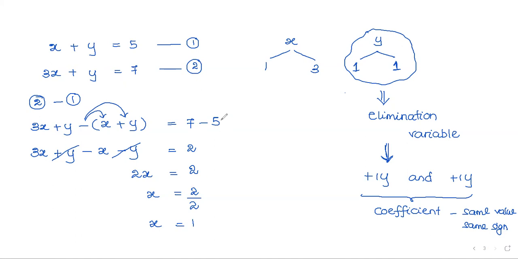I have the negative sign in front of the bracket, therefore negative x and negative y. Then the positive y and negative y we can cancel. 3x minus x is 2x. 2x is equal to 2, x is equal to 1. You found the x value as 1.